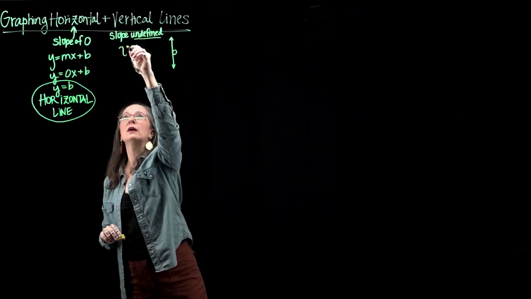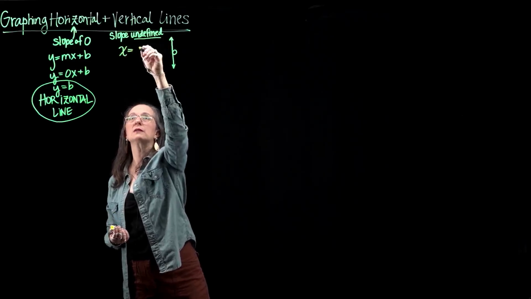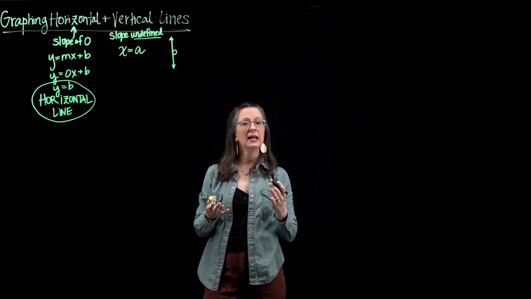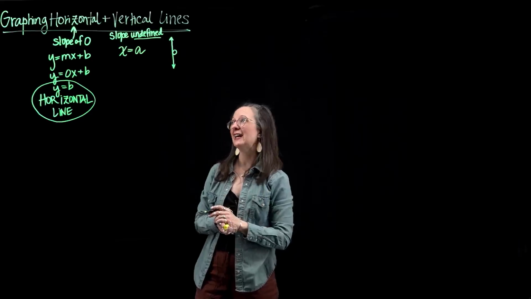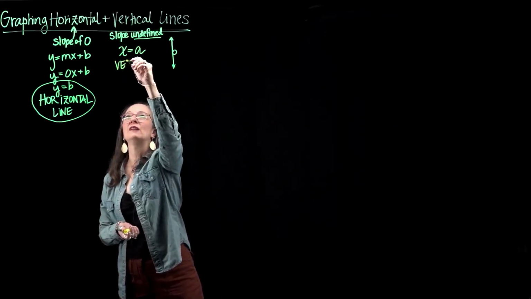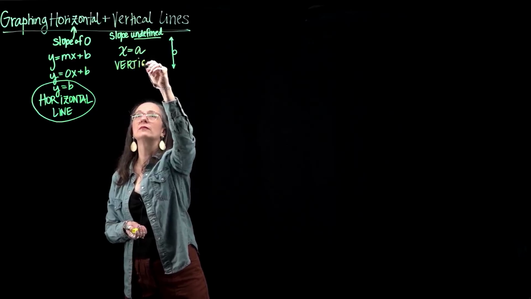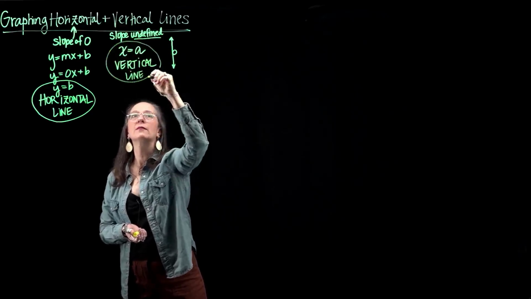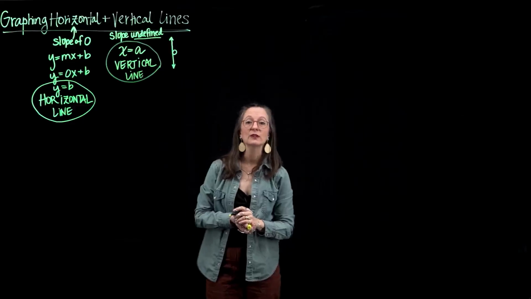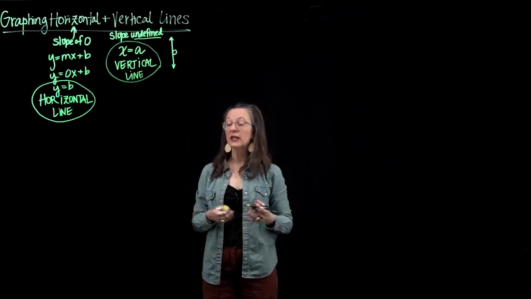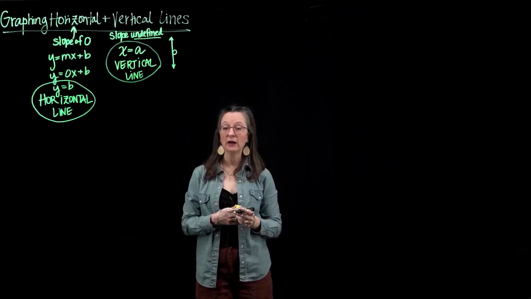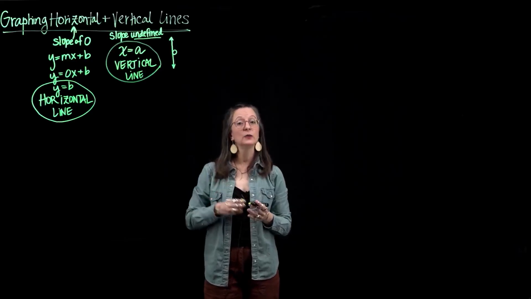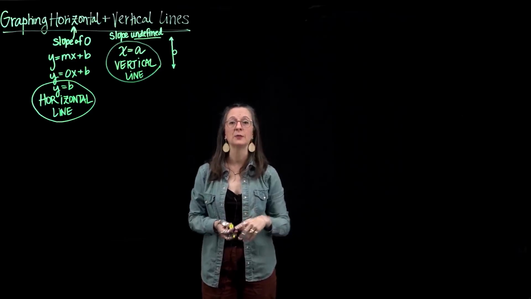Vertical lines are x equals something, some number a, and a is where it's going to touch the x-axis. This is our vertical line. All right, so if we're given an equation, we want to figure out, are we being given a vertical line or a horizontal line? And then we can graph it. Let's look at a couple of examples.